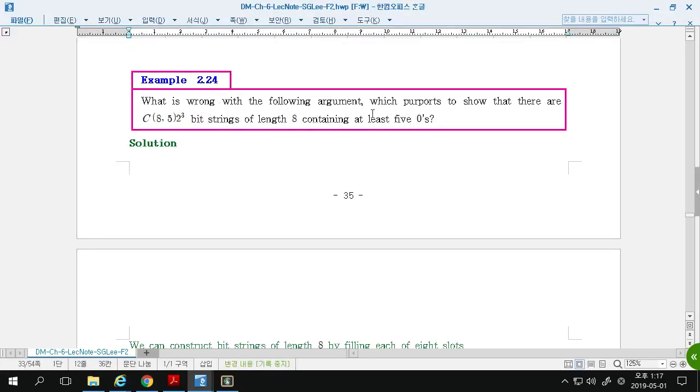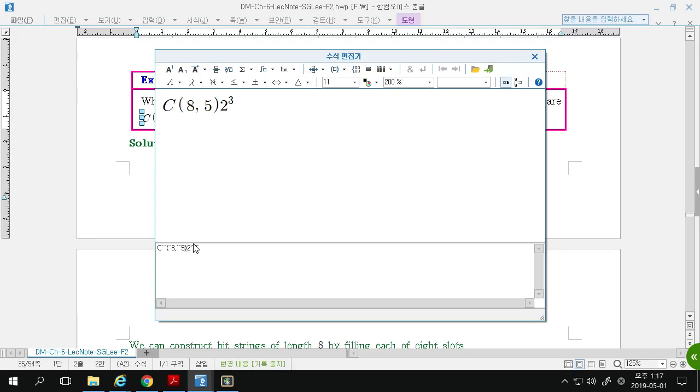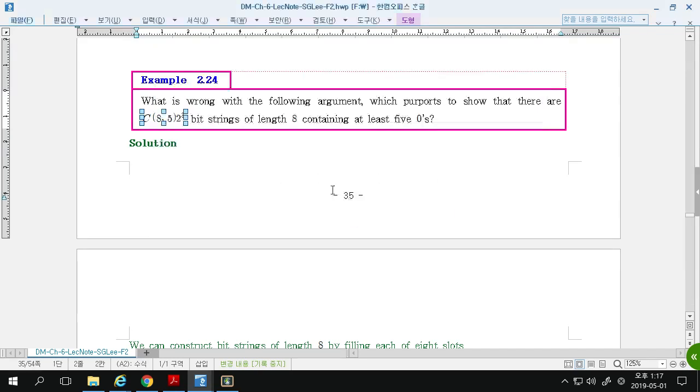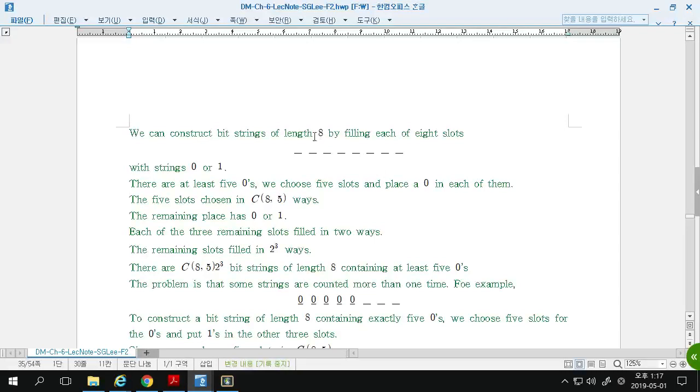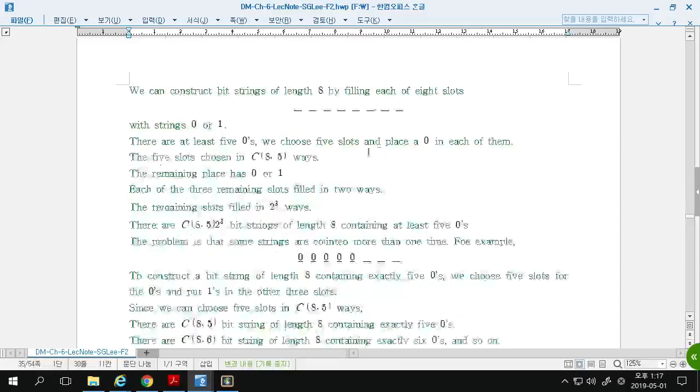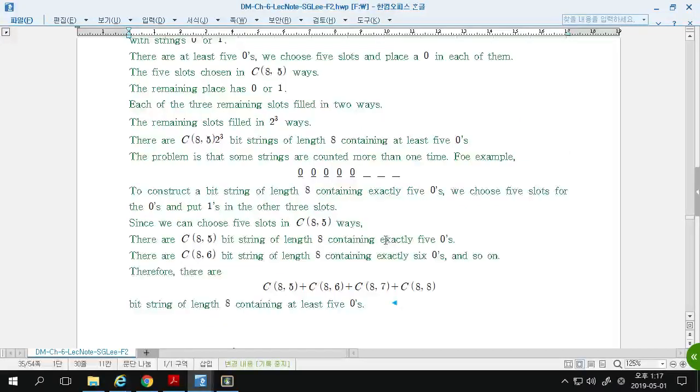What is wrong with the following argument, which purports to show that there are this number of 8-bit strings of length 8 containing at least 5 zeros? It should be 2 to the cube, which I will fix. This shows how we fill these 8-bit strings with 0s and 1s, and where we can find the empty spots. That's the last example that you can take a look at and talk about in Q&A.